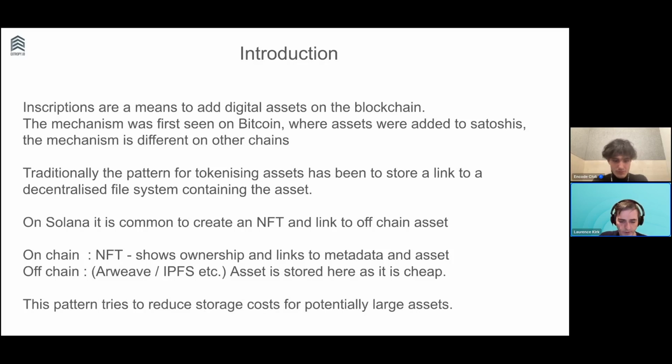Now, if you look at how we tokenize assets generally on chains, what we will tend to do is have some digital asset on a decentralized file system like IPFS or Filecoin or whatever. Then we would have that address, and we would put that link in an NFT. So the NFT provides the proof of the ownership, and then there's a link from that NFT, and maybe there's metadata as well, and that then links to the file storage system and the actual digital asset that you're claiming ownership of. We use this pattern because it is cheap to store the data off chain. So that's why we would put it onto something like Arweave or IPFS.